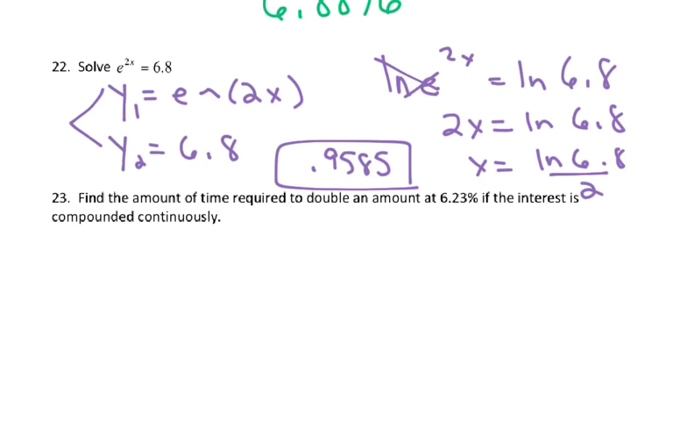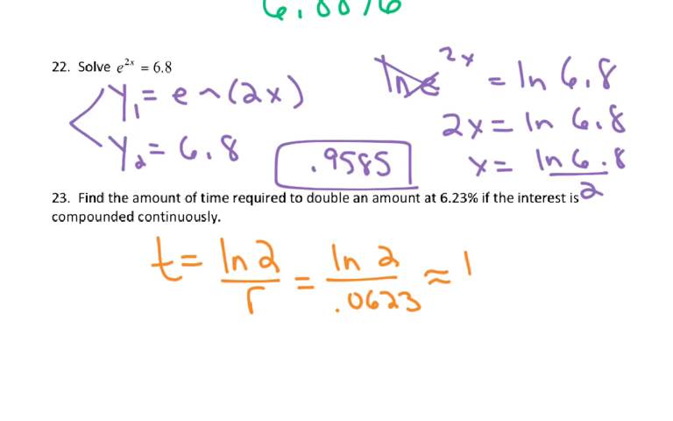Number 23. Find the amount of time required to double an amount at 6.23% if the interest is compounded continuously. We had a formula for continuous compounding if we want to double our money, and it was t is equal to the natural log of 2 over r. So we do the natural log of 2 over 0.0623, which is going to give me about 11.13 years.